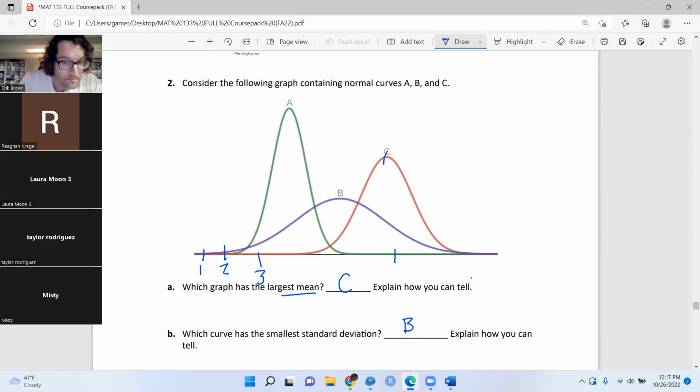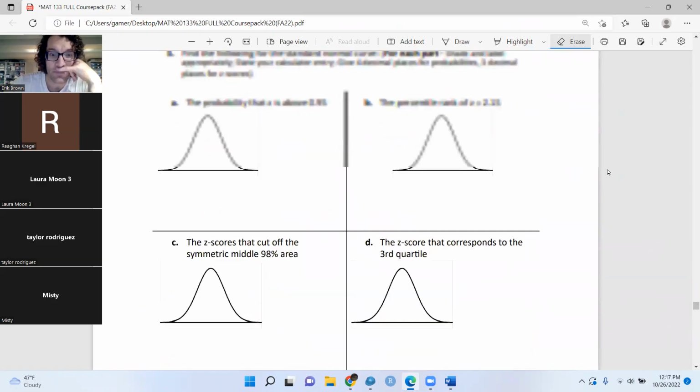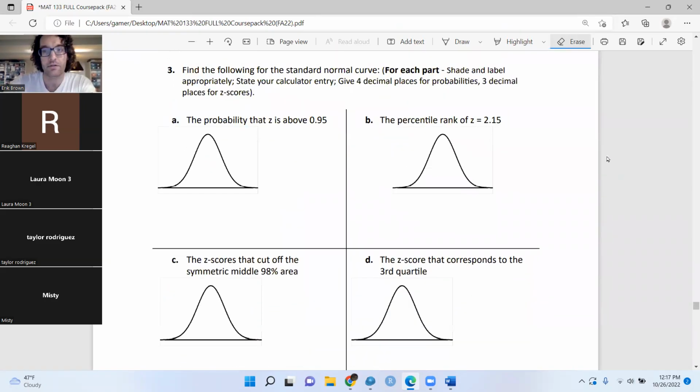I said A because the curve is tall and narrow. Yeah, I said A because it has like the least spread. Good. So I wrote down the wrong answer because I wrote the largest one. So yeah, A has the least spread because its shape is the tallest and narrowest. Excellent. Good, y'all. Okay. So this page is done in StatCrunch.